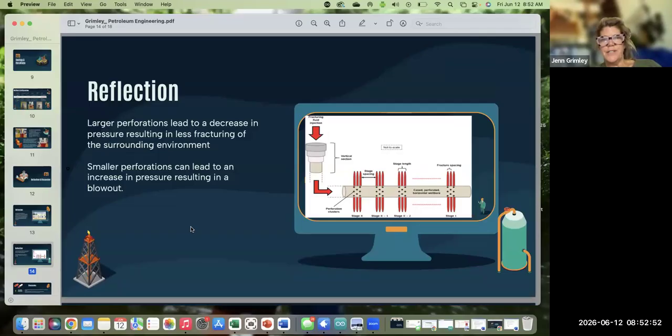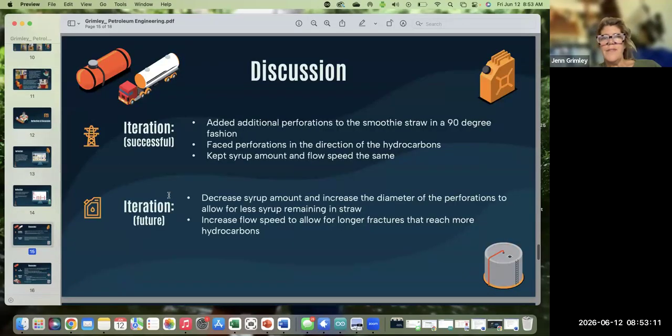I also concluded in my reflection that the larger perforations, I have a misspell, led to a decrease in the pressure, resulting in less fracturing, and that the smaller perforations can lead to too much pressure, and result in a blowout. And then my iteration, I added the additional perforations in a 90-degree fashion. I faced those perforations in the direction of the hydrocarbons, trying to get that fracturing to meet. And I kept the syrup amount and flow speed the same.